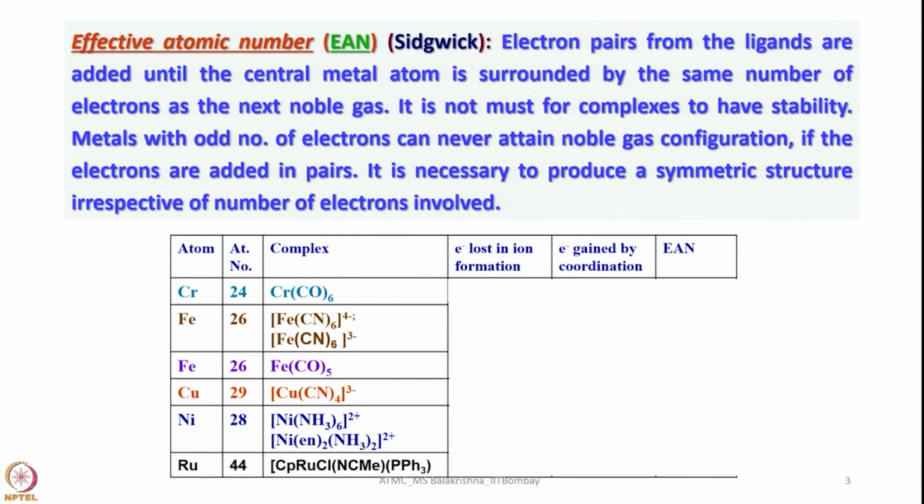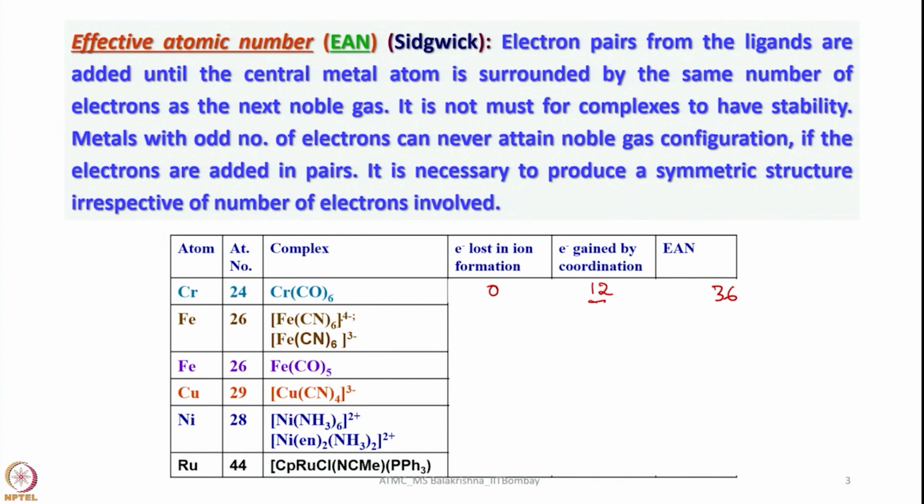Now, I have given more examples here. Let us look into these examples to calculate the effective atomic number in each case. Consider chromium here, atomic number 24. Electrons lost during the formation of this one is 0, because it is in the 0 oxidation state, and electrons gained is 12. So, 24 plus 12 is 36. This is the effective atomic number for chromium hexacarbonyl.